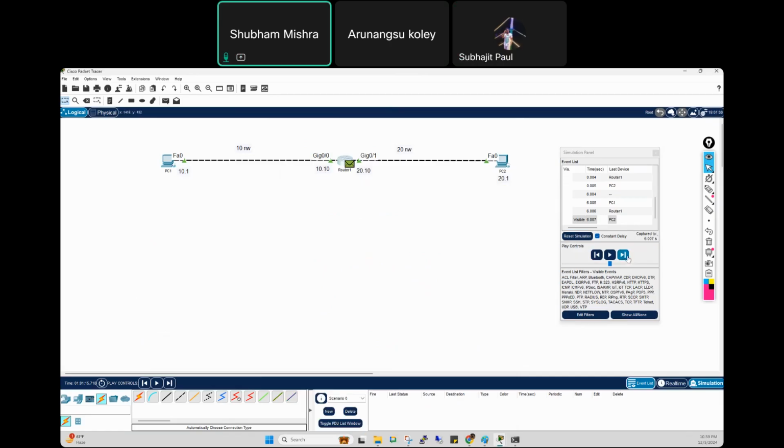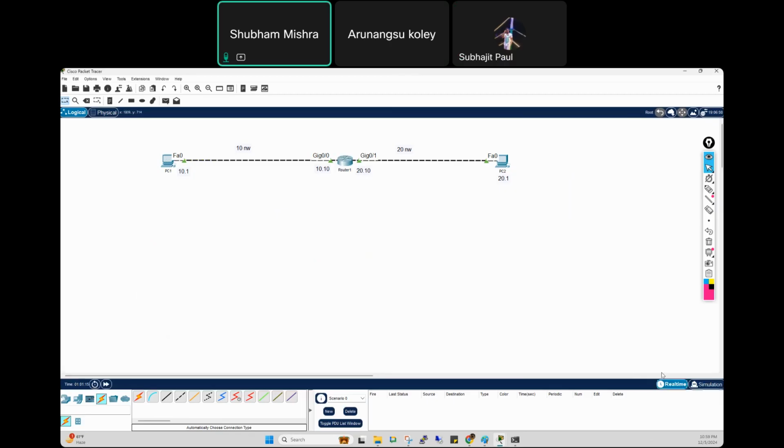The router forwards the packet back towards PC number 1. What will PC number 1 do? It again updates its entry. I hope everyone understands. Clear guys? Now come to the PC.